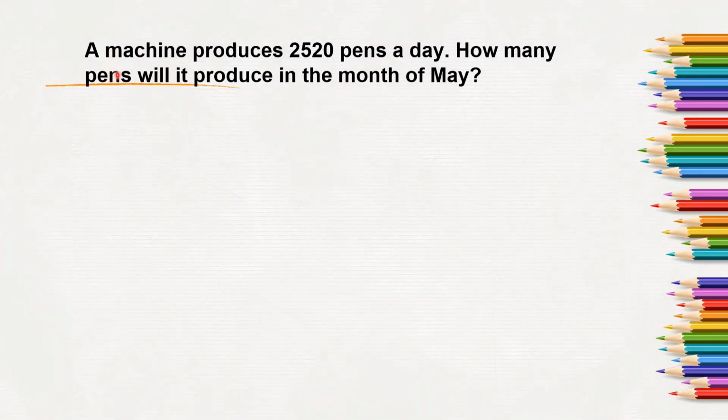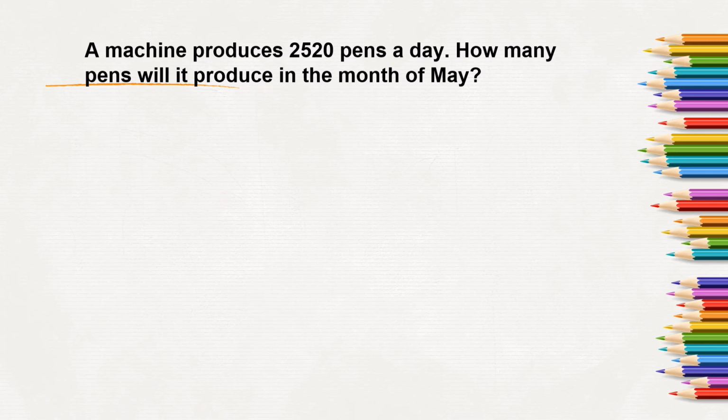Next question, a machine produces 2520 pens in a day. How many pens will it produce in the month of May? To calculate the number of pens a machine will produce in the month of May, we need to know how many days are there in the month of May. Yes, May will usually have 31 days, right? There will be 31 days in the month of May.